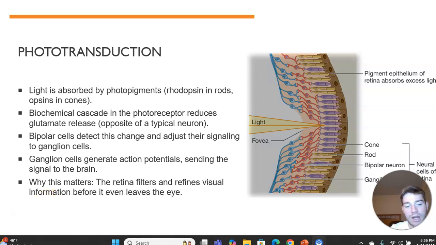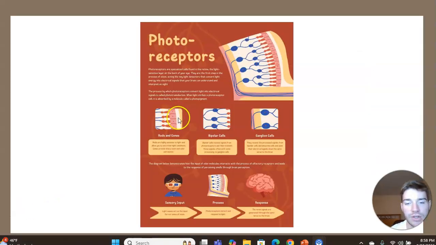It has a lot of physiology just in this one little compartment of the eye. So this is a study aid that I created in Canva, and this basically just sums up what I described in the previous slides. The rods and cones are the photoreceptors, and these are what actually start the process of converting light into a signal. Then the signal transfers from the rods and cones to the bipolar cells, and the bipolar cells transfer that signal to the ganglion cells. The ganglion cells are the first cell to create an action potential.